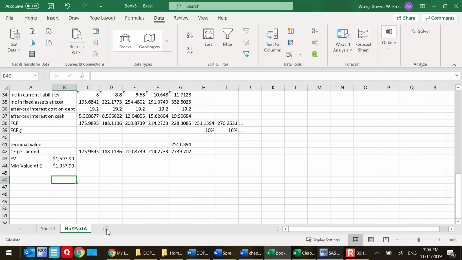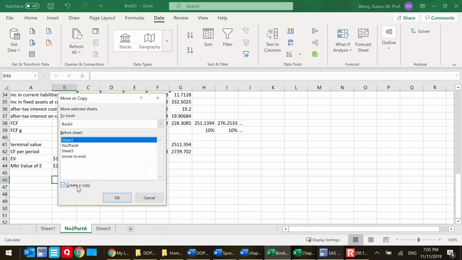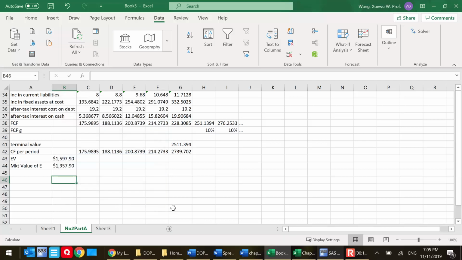All right, so I'm going to actually duplicate part A. So right click on this and pick move or copy. All right, so I'm going to create a copy. And I'm going to actually move to this book. All right, book 3. This is the one I'm working on. All right, I'm going to move this to the end. All right, so let me click OK. All right, so you see that I can rename this.